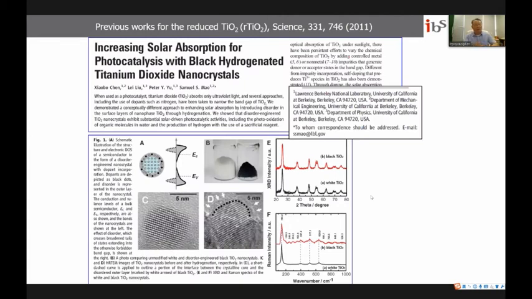Okay, this is one of the examples. This is the Science paper, right? The Science paper showing that they are making black TiO2. When they make the black TiO2, what happens in the crystal form? The crystalline form, which is the white one, if you're making it black, the crystal form turns into this disordered form. I will show you a little bit later.